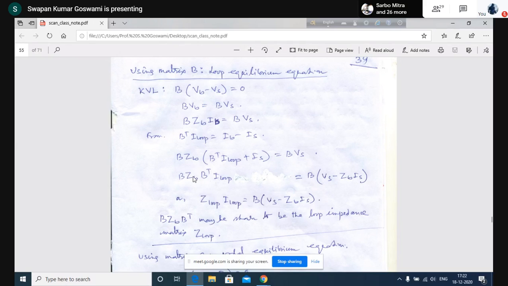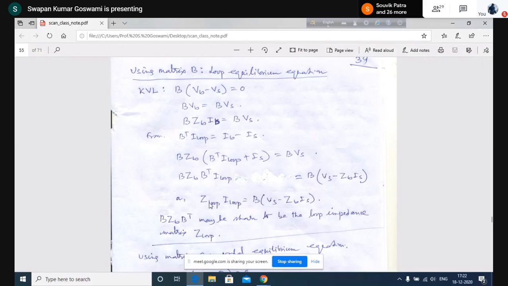Okay, so B Z_B B transpose is the loop impedance matrix. I am writing it here as Z loop without verifying that this is Z loop. So we shall have to establish that this basically represents Z loop. How to establish that? Again, you consider the basic network we have considered.